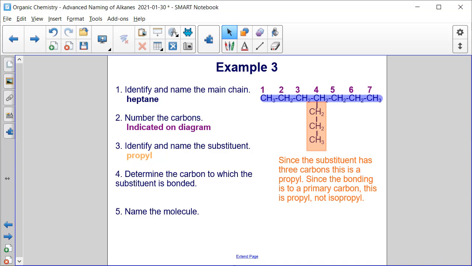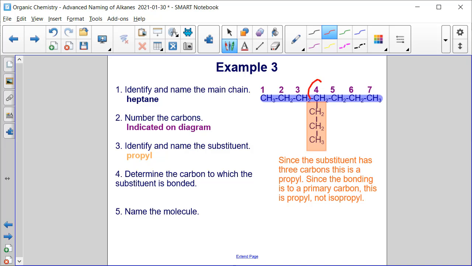All right, so you can see in orange summarized what we just discussed on the previous slide. Since that substituent has 3 carbons, that's how we know it's a propyl group. And since it is bonding to a primary carbon, we call it propyl and not isopropyl. Now we need to determine to what carbon that substituent is bonded. And since we've done our pre-work, we can look right here and see it is bonded to carbon 4.